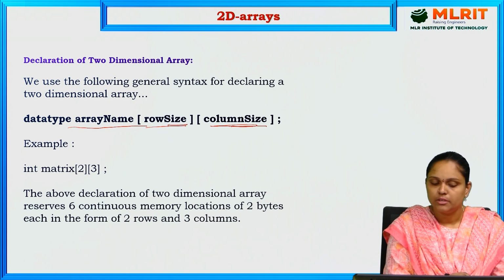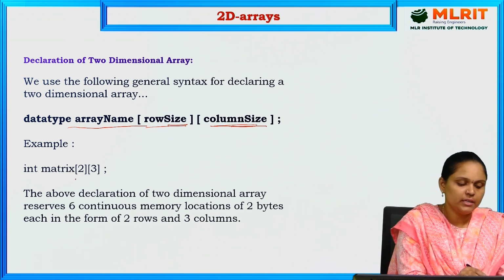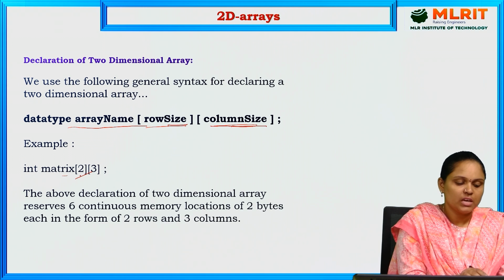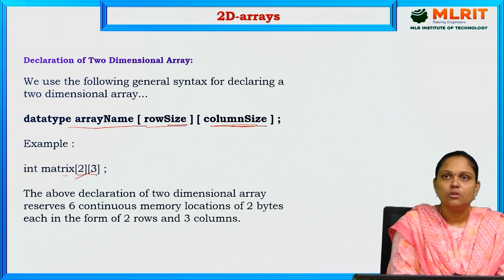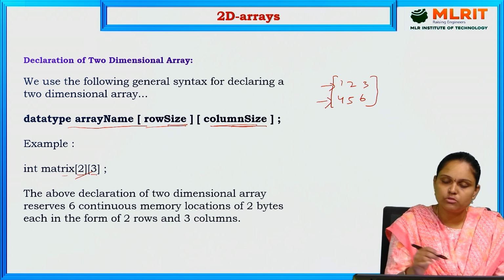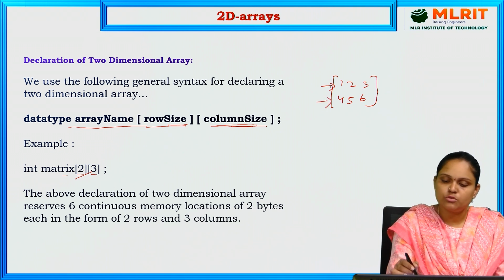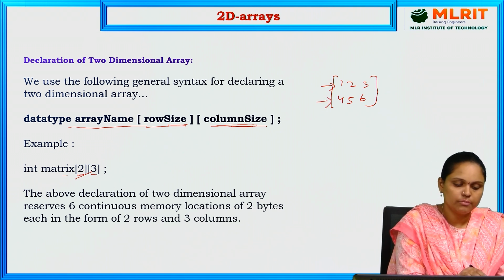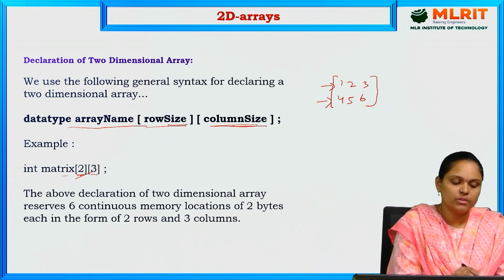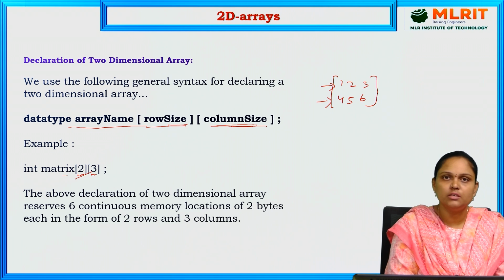So for example, int matrix[2][3] means the matrix has 2 rows and 3 columns. Suppose the matrix has the values 1, 2, 3, 4, 5, 6. 1, 2, 3 belong to the first row and 4, 5, 6 belong to the second row. So the 2 rows come under the row size, and we have 3 columns, so the 3 comes under the column size.